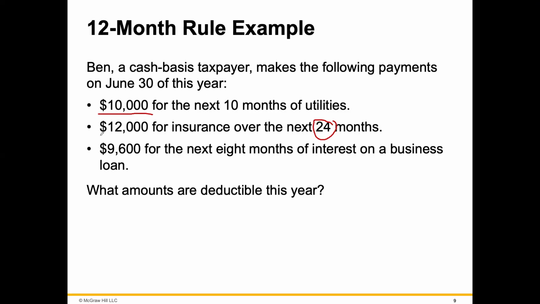So if it's $12,000 over 24 months, that's $500 a month. So for 6 months, we would get $3,000. So we have $10,000 and we have $3,000.